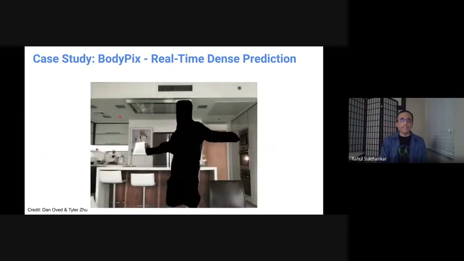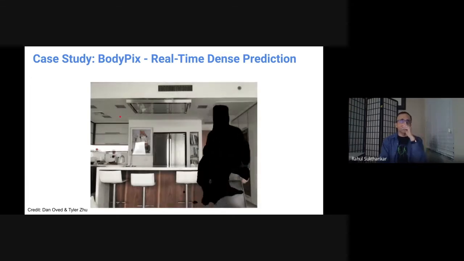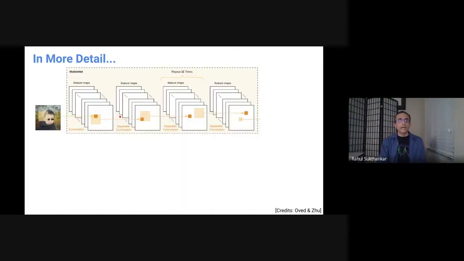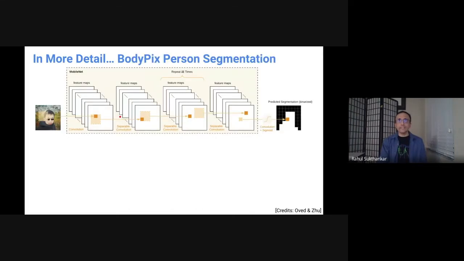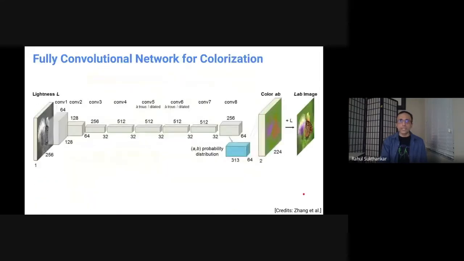I included a case study for something you can download from our group, which can do real-time dense prediction and give you these body parts. It's done as a fully convolutional net, where you can effectively have different feature maps repeated to do body segmentation on each of these parts. So you can check that out.